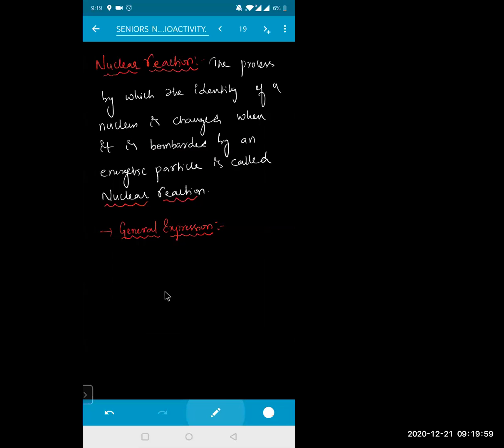So if I'm talking about the general expression, first say this is your X, which is known as the parent nucleus, and it is added with an incident particle. An incident particle is attached on the parent nucleus. During the reaction, it gives a compound nucleus C. This compound nucleus gives a product nucleus, along with a daughter nucleus, and a certain amount of energy is released.